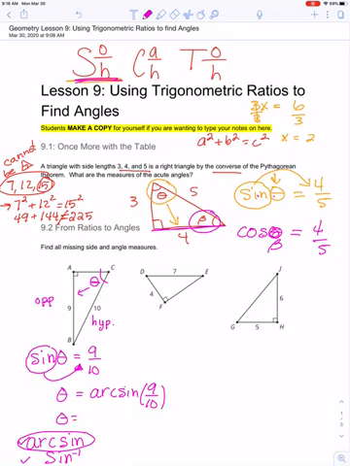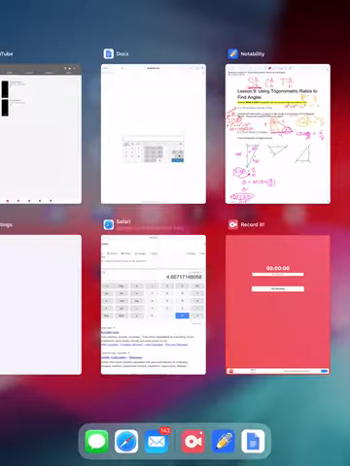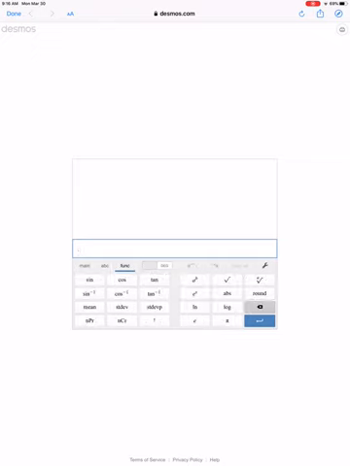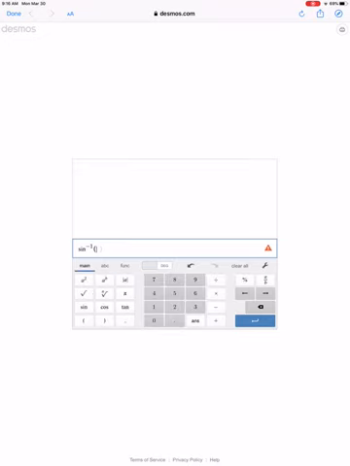So I do have the calculator pulled up. If you look, I can't write on this one, main, ABC, or function. You want to click on function, and then you notice that we have sine of -1. So you want to click sine of -1, and then we're going to click back to main, 9 divided by 10. Enter, and I get a measurement of 64 degrees.